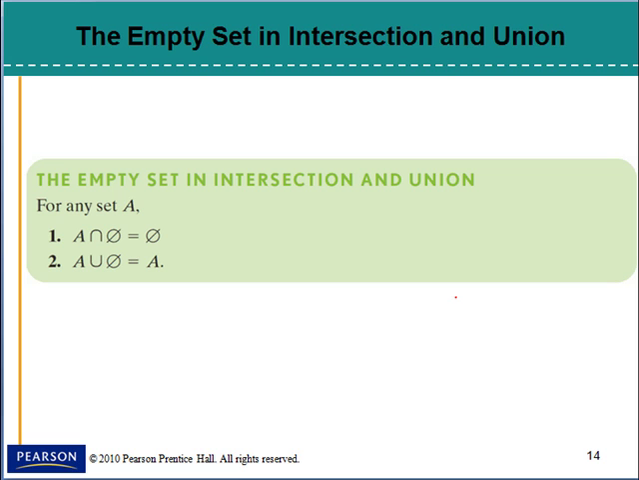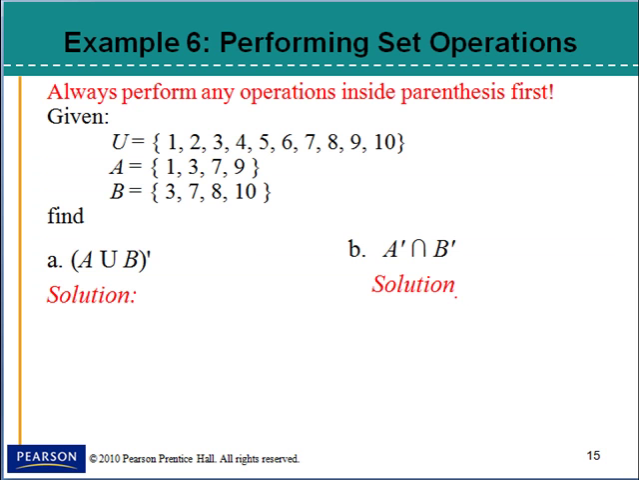So far we observe from our example that if A intersection with the empty set, the answer is the empty set. If A is union with the empty set, then we go to A. Let's try to look at this example. We have U, A, B, and we're looking for the complement of A union B.